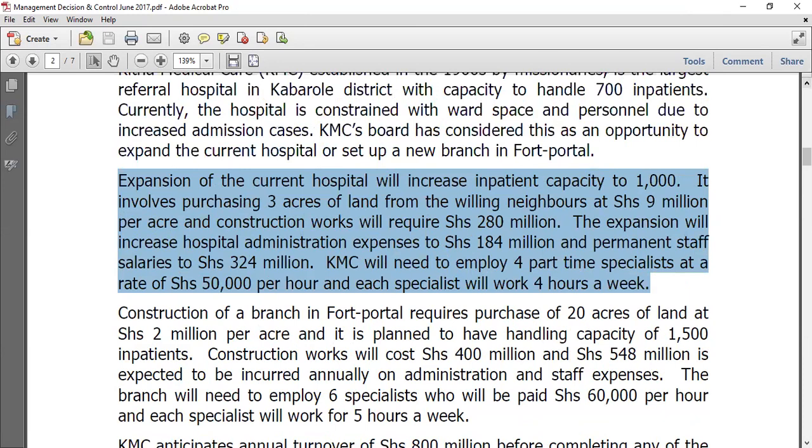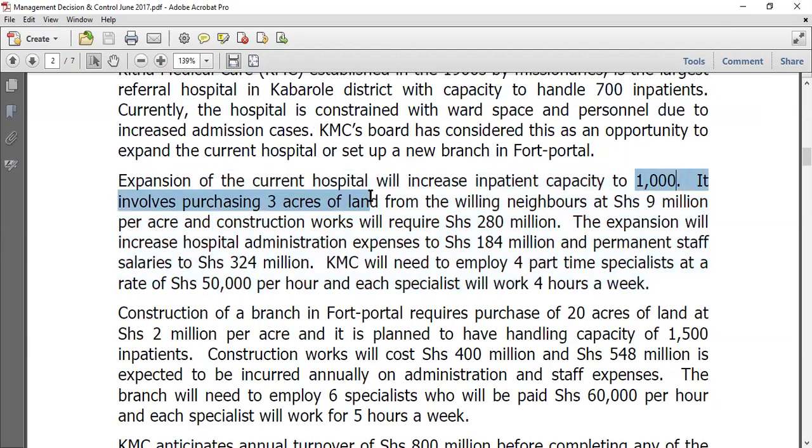So you're able to determine what the profit is. Now they have told you here, expansion of the current project will increase inpatient capacity to 1,000. Now this is from the aspect of revenue, okay? And they're telling us that it involves purchasing 3 acres of land from willing neighbors at that much per acre. Remember, this is per acre, so you have to multiply this times this. Now you have to list the revenue and the costs on each of them. And they're telling us the construction work will require shillings 208. So this is an additional cost. They're telling us that expansion will increase hospital administration expenses. So include that as well, okay? And then they're telling us that KMC will need to employ 4 part-time specialists at a rate of 50,000. So you're able to get this cost as well.